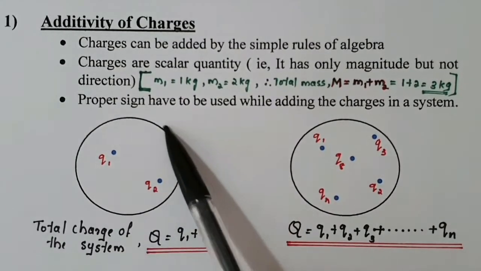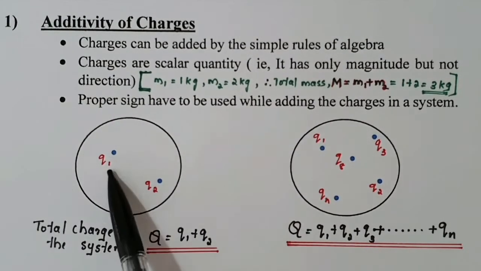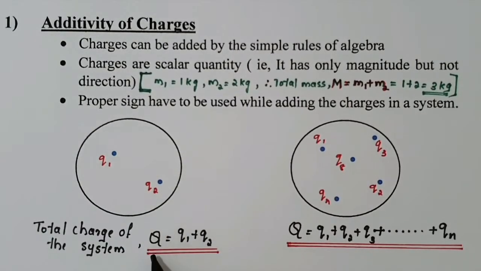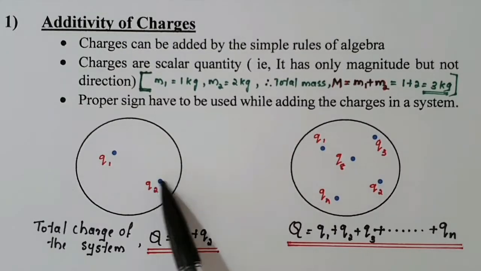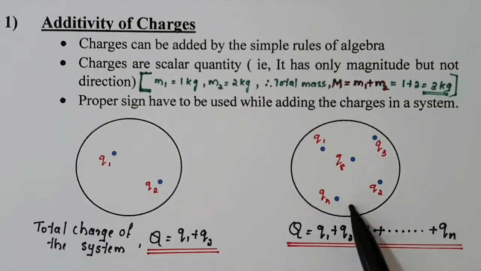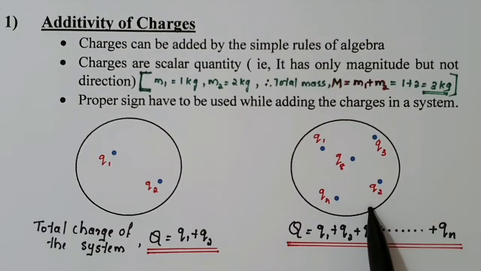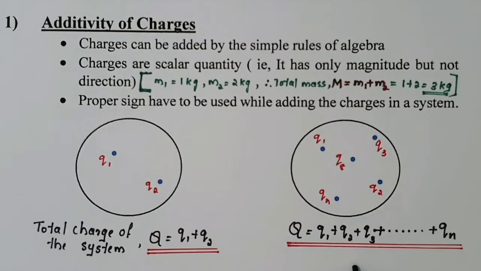Suppose a system contains two point charges Q1 and Q2, then the total charge of the system is the algebraic sum of these two charges. That is, Q is equal to Q1 plus Q2. Now, if we add more and more charges like Q3, Q4, Q5, up to Qn, then the total charge of the system Q is equal to Q1 plus Q2 plus Q3 up to Qn. This is the algebraic sum of all the charges in the system. This is additivity of charges.